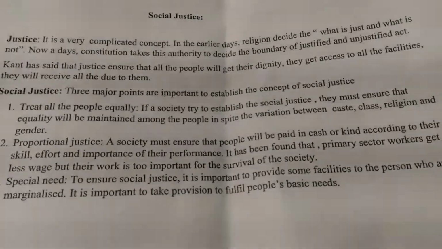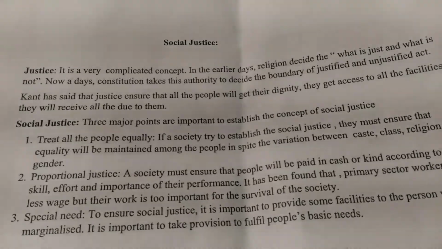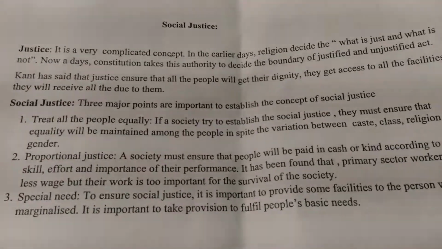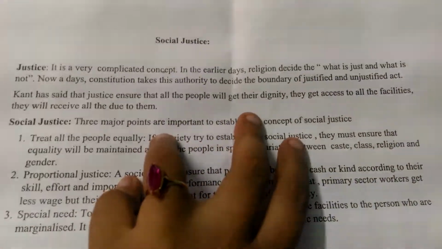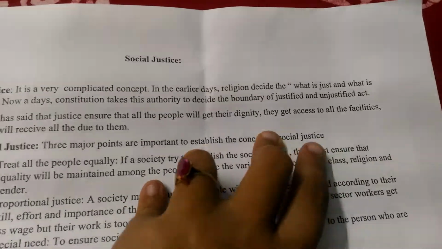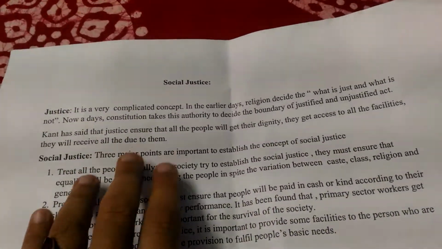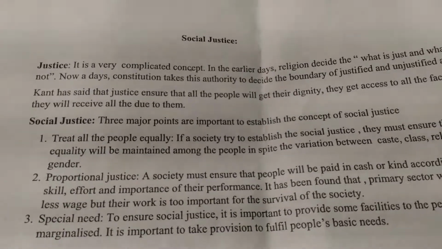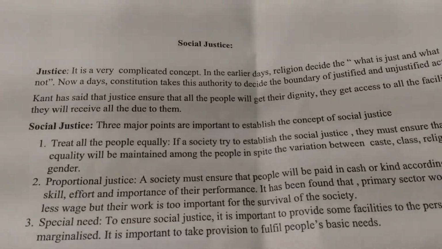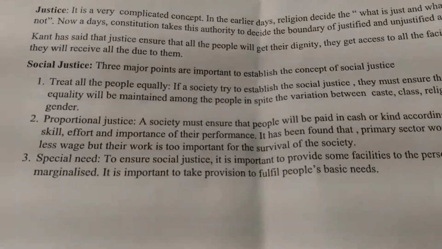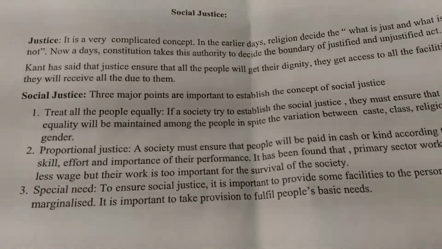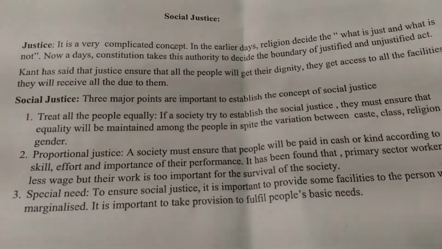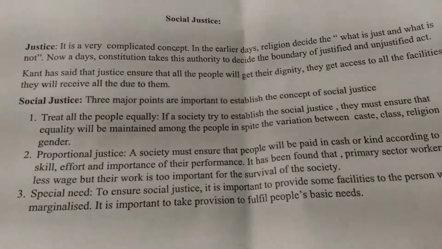Kant has said very interestingly what justice is. Justice is a phenomenon which ensures that all the people will get their dignity, they get access to all the facilities, and they will get all the dues to them. Means what they deserve inside a society, they will get it. That time we say yes, the society has applied the notions of social justice. So when I'm talking about social justice, there are three important elements, and these three elements identify what social justice is in a society.